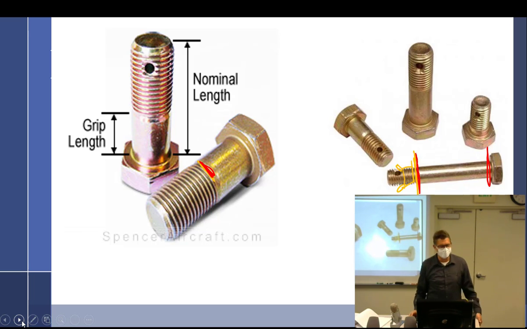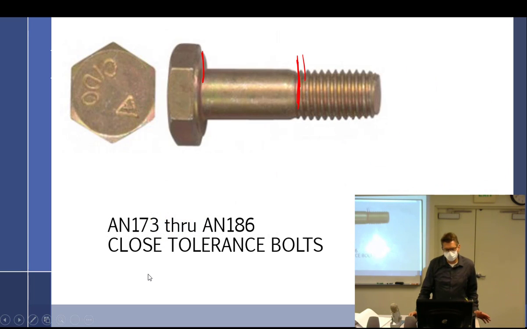That's kind of spooky looking. So they make different bolts. Now this particular one is a close tolerance bolt, which means that it's made to more exacting standards. So they're going to make it and then they're going to grind it to an exact size.